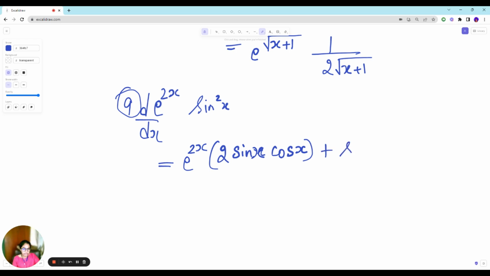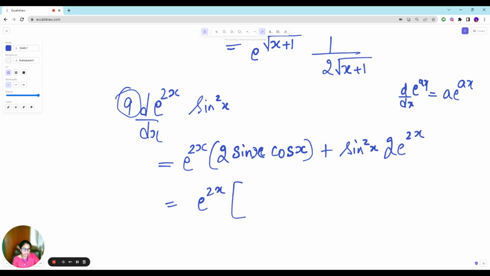Okay. Next, plus what? Plus keep sine square x as it is. What is differentiation of e power 2x? What is differentiation of e power ax formula? Differentiation of e power ax is equal to a e power ax. Yes, that is 2 e power 2x. Okay, so finally I can take e power 2x common. I can write this 2 sin x cos x as sin 2x plus 2 sine square x.